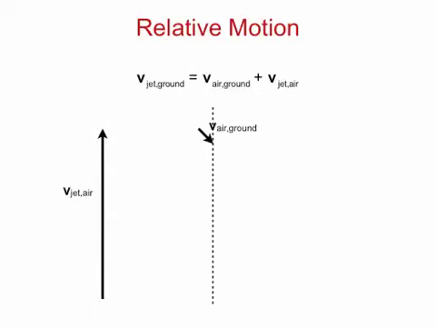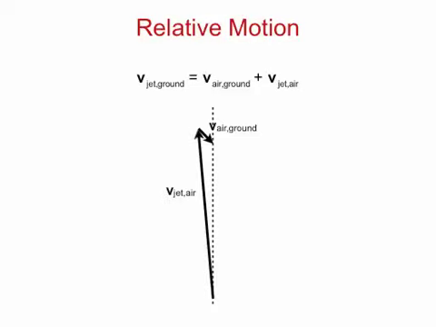Now we have to deal with the vector v sub jet air. We know its magnitude but not its direction. But since v sub jet air plus v sub air ground gives v sub jet ground, which we know has to point north, we rotate v sub jet air, keeping its length fixed, so that its tail is on the north-south line and its tip is at the tail of v sub air ground. Like so. Now the two vectors are arranged tip to tail so that their sum points due north.